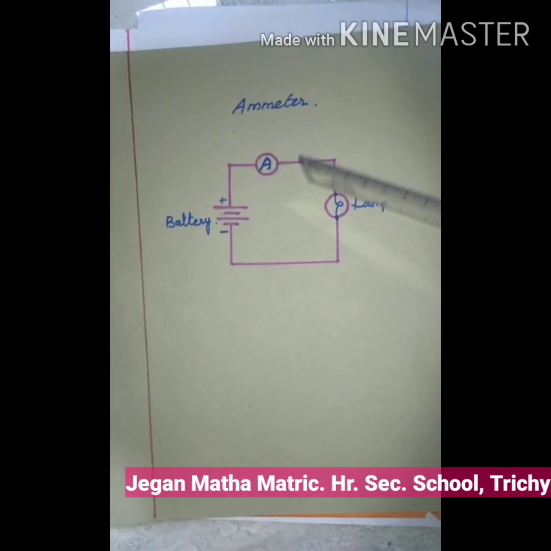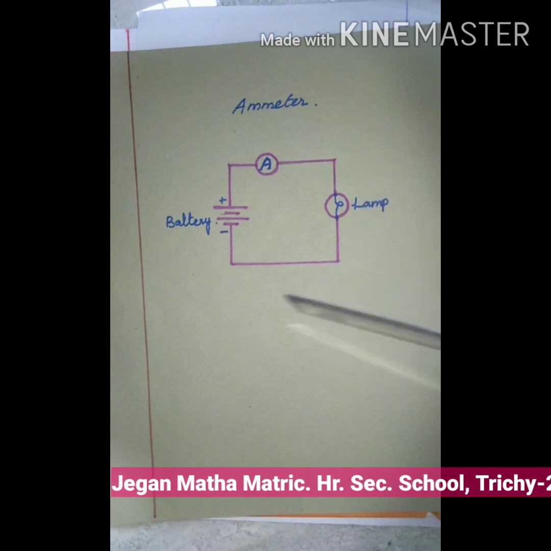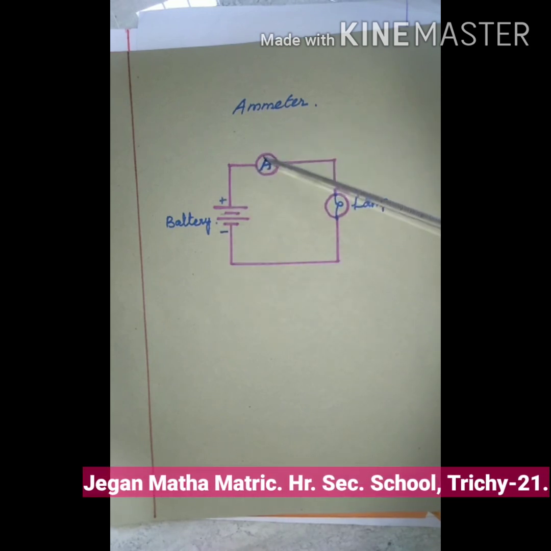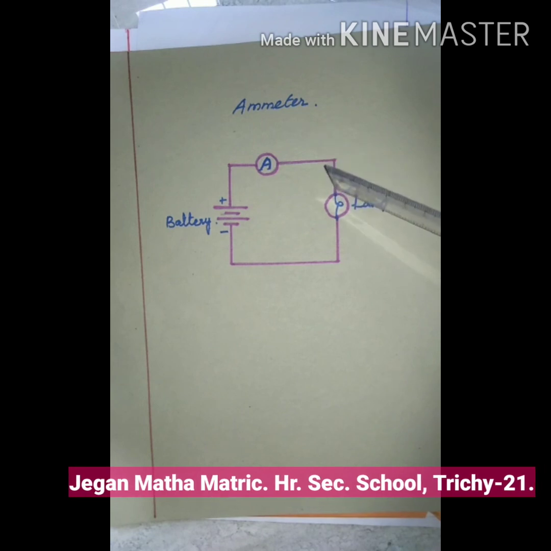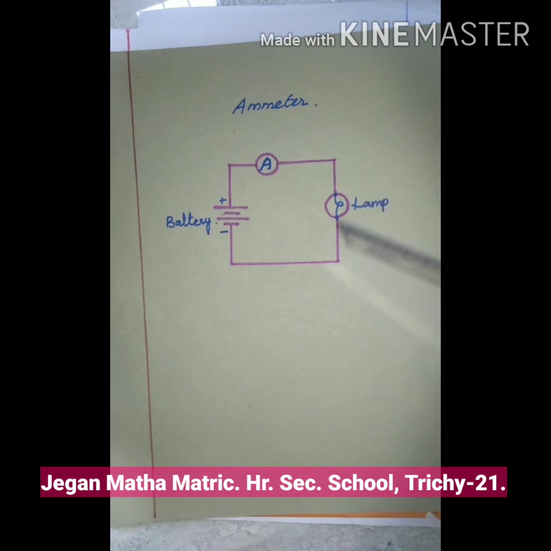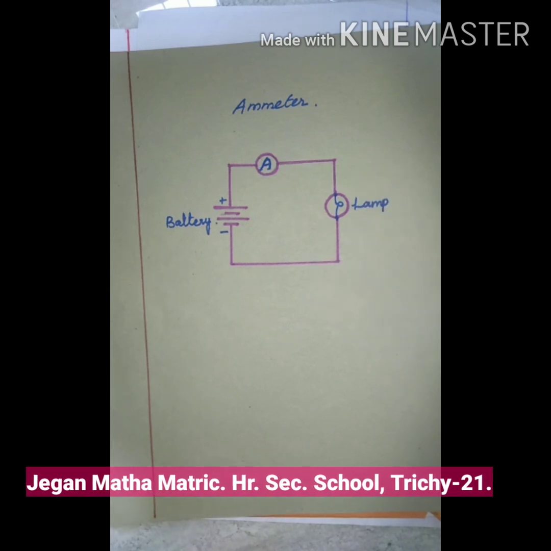This is a diagram of an electric circuit. One ammeter is connected to the lamp and to the battery. In this circuit, the components are connected as a series circuit.